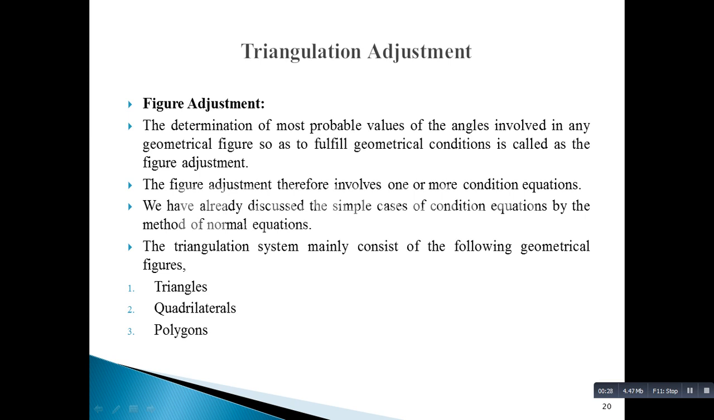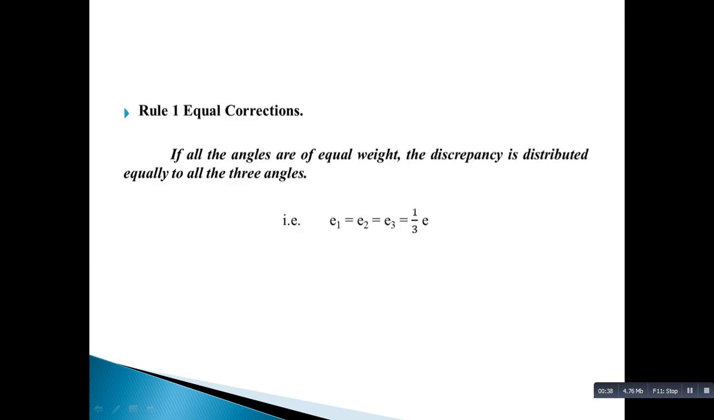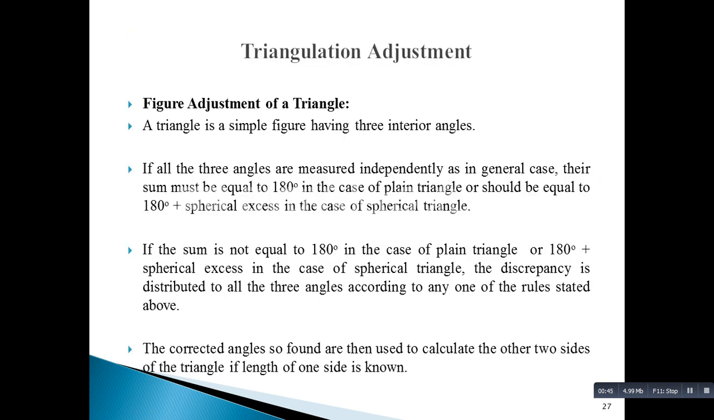Commonly, there are three types of geometric figures: one is the triangle, second is the quadrilateral, and third is the polygon. Initially we know the five rules to distribute errors equally among all the observations. Next is the figure adjustment of a triangle. We can adopt certain rules to adjust that triangulation figure.